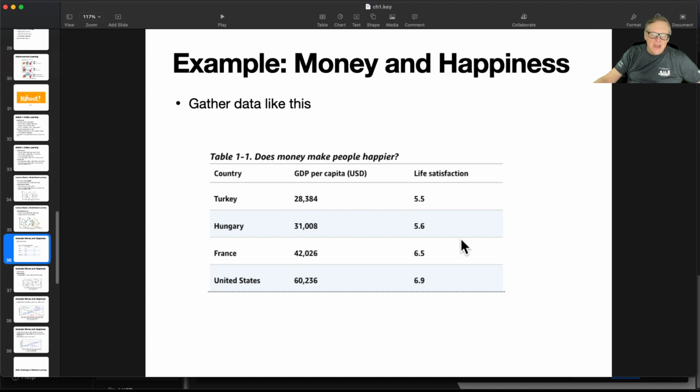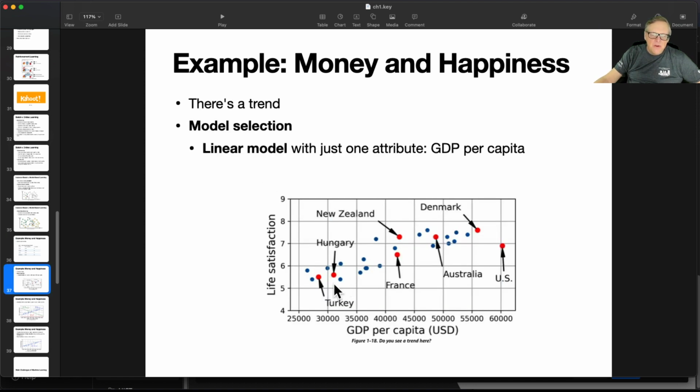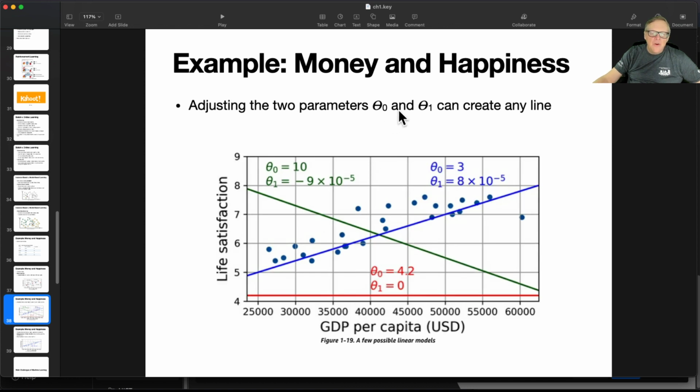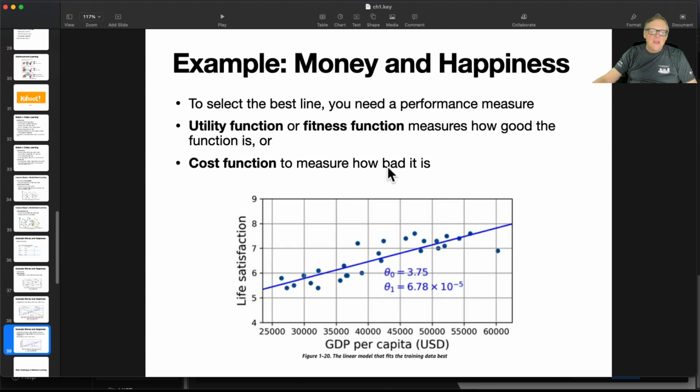All right, so if you have money and happiness, you have how much money people make in different countries and how happy they are. Then there's a trend you can see here. You could make a linear model with just one attribute, GDP per capita. Now you have only two parameters, the slope and intercept, so you can fit it with various lines. This is a terrible line that doesn't fit very well, and here's another terrible line. Here's a line that fits pretty well. So you can get these two parameters and select the best line.